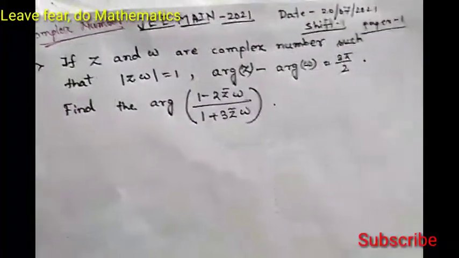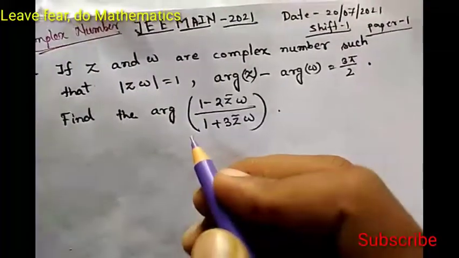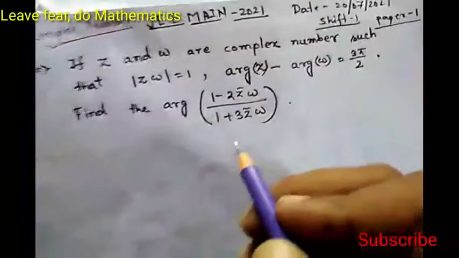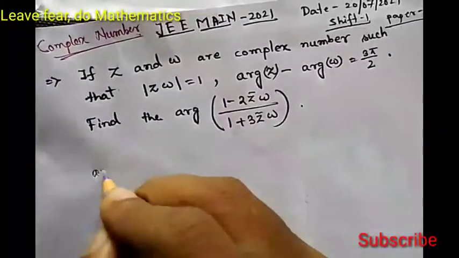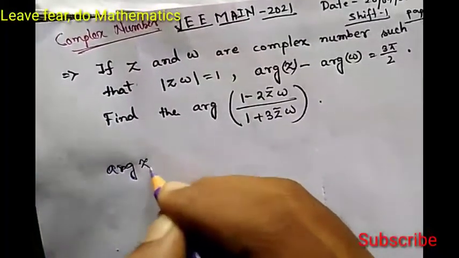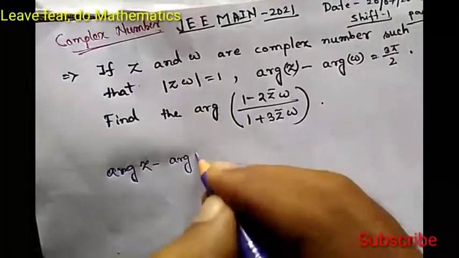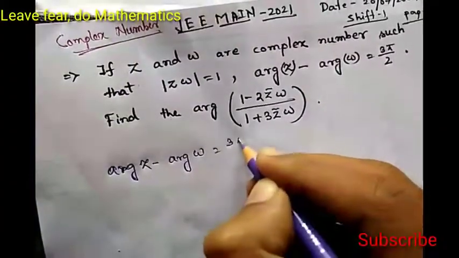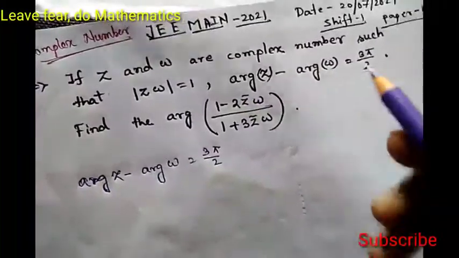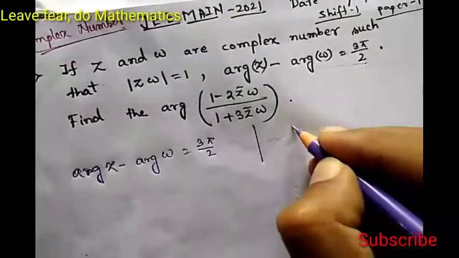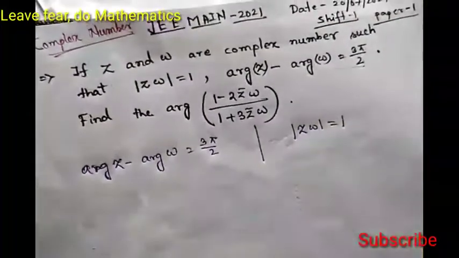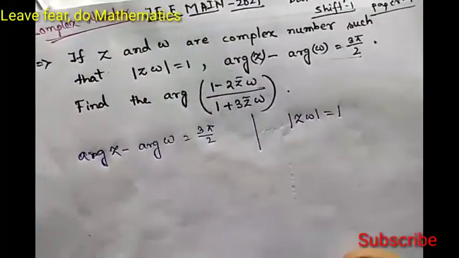Okay, so look at what is given here. It is given that the argument of Z minus the argument of W equals 3 pi by 2. This information is given, and another piece of information that is given is that the modulus of ZW equals 1.